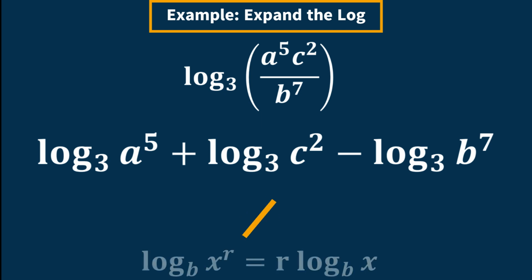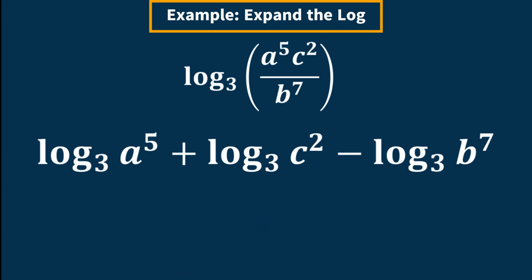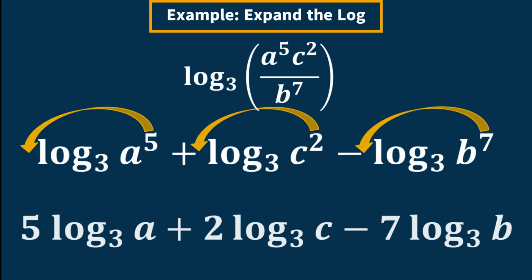Now we can use the power rule. The power rule states that when our number has an exponent, we can move the exponent in front of the log. Using the power rule, we get 5 log base 3 of a plus 2 log base 3 of c minus 7 log base 3 of b. This is our final answer.